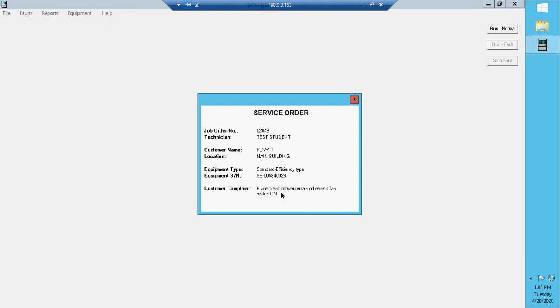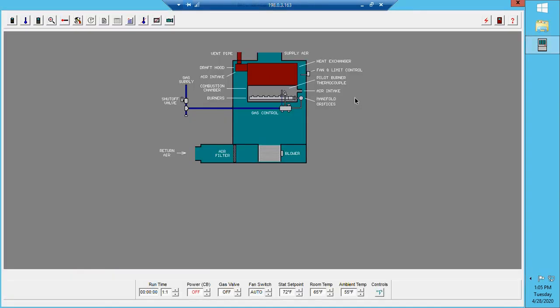That gives you a baseline of what to look for in a service call. What is the customer complaining of? Well, in this case, this customer is saying that nothing's happening. My burner and blowers are off. Even if I hit the switch to the on position and try to mess around with the thermostat, nothing's happening. So let's see what's going on. It brings us over to our screen. All right, it's a standing pilot furnace.